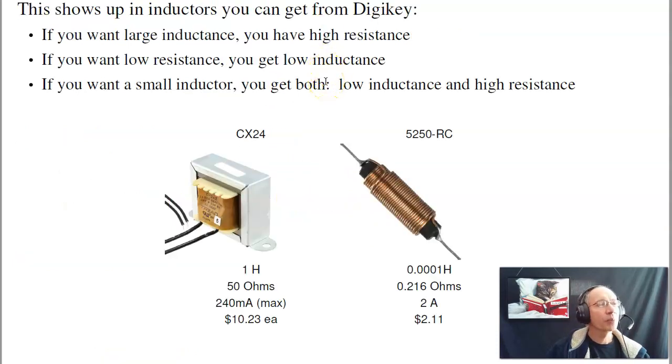This shows up with the inductors you can buy from DigiKey. If you want a large inductance, like this one is 1 Henry, it's going to have a large resistance because it has a lot of copper wire in it. If I want low resistance, I'm going to have low inductance. There just aren't that many copper wires in there, not many windings. If I want a small inductor, you get both, low inductance and high resistance. So inductors have a lot of problems.